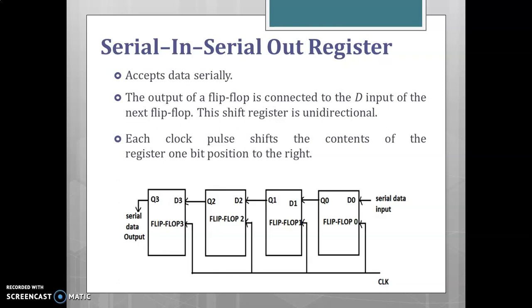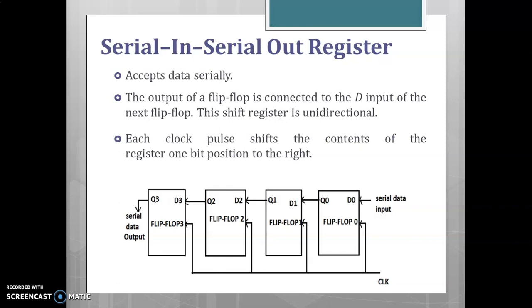In the serial in, serial out register, the data is accepted serially, that is one bit at a time on a single input line. It produces the stored output on its single output also in the serial form. The output of one flip-flop is connected to the D input of the next flip-flop. This register is unidirectional.